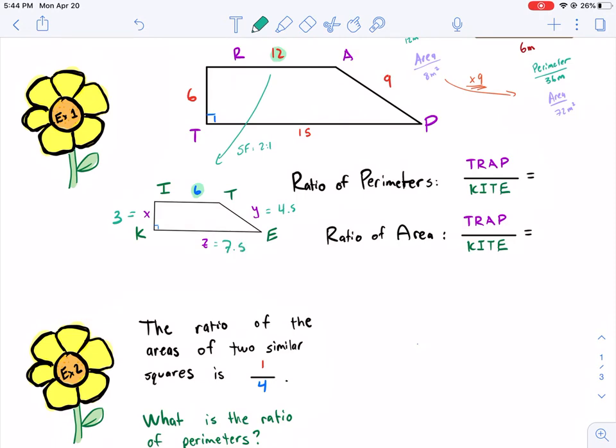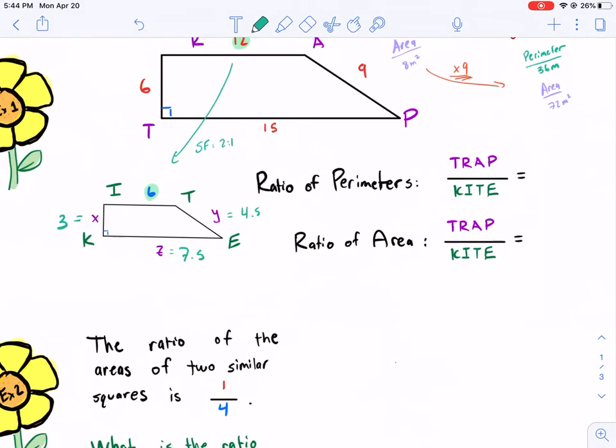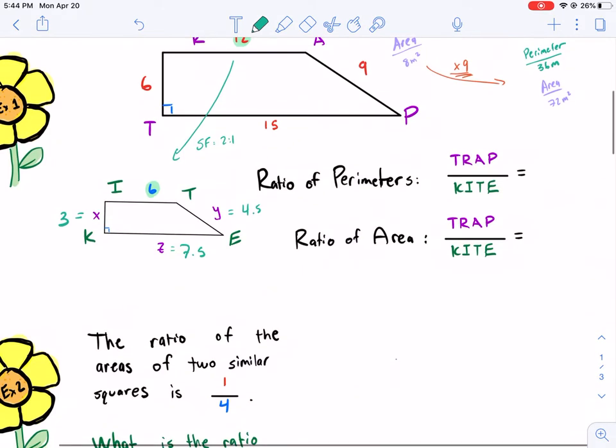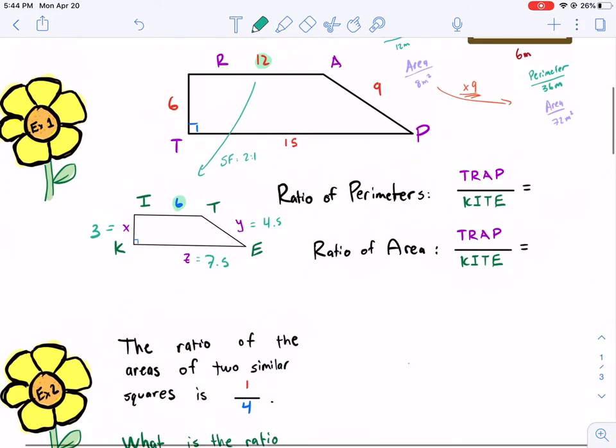Okay. Now, what is the ratio of the perimeters? Well, for the perimeters, we need to add up all the sides. So first we're going to add up all the sides for the trapezoid. 12 plus 6 plus 9 plus 15, and that equals 42.